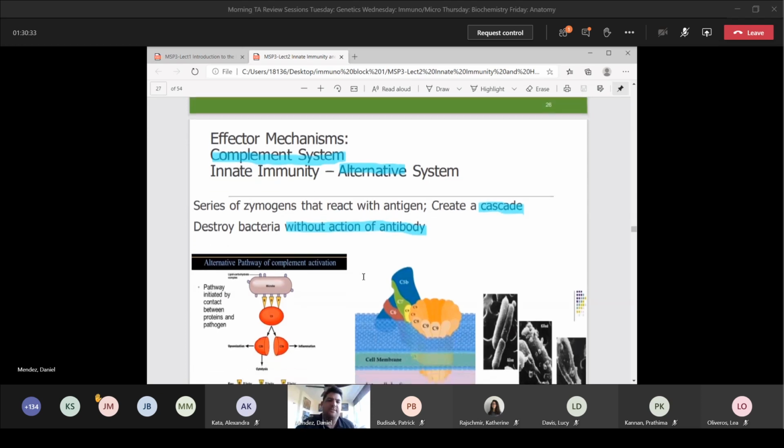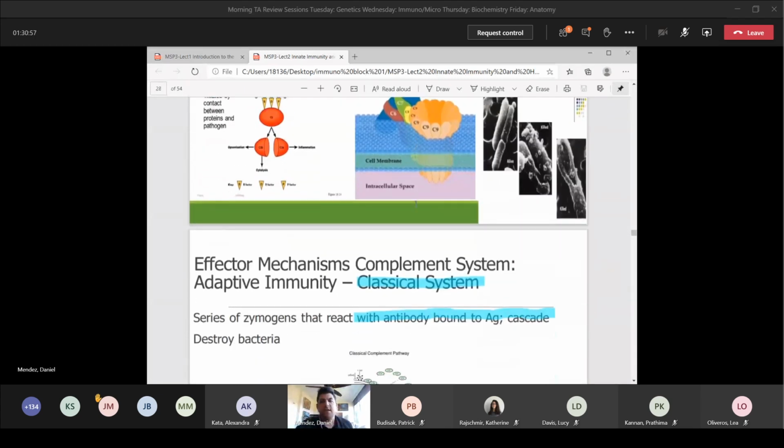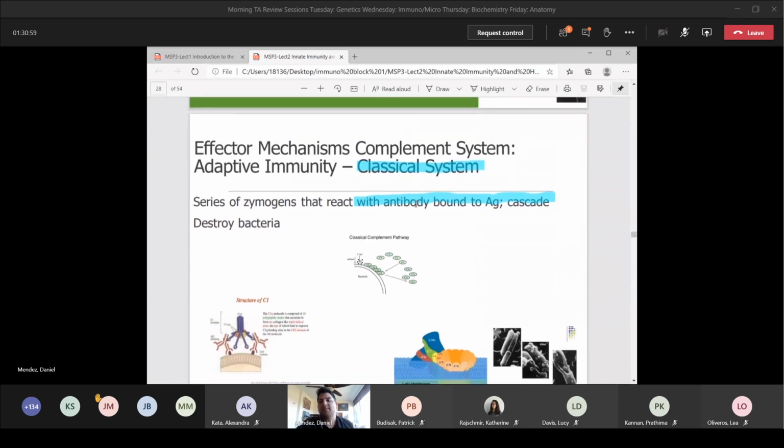All right, so the complement system. I saw a lot of people, when she was going through the lecture, kind of freak out about this. This is very straightforward, and they want you to know very, very minimal. It's really a 20,000-foot view. The alternative complement system is without the action of an antibody. It can destroy bacteria or viruses without an antibody's assistance. The classical requires an antibody.